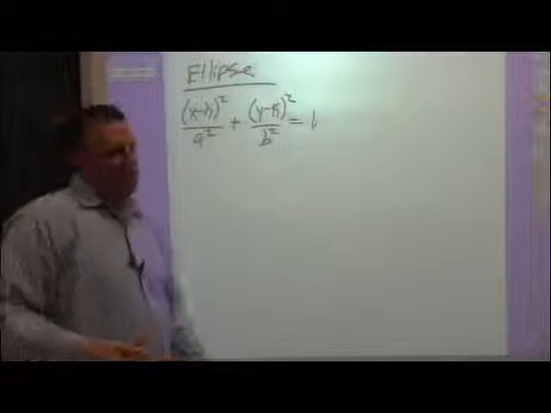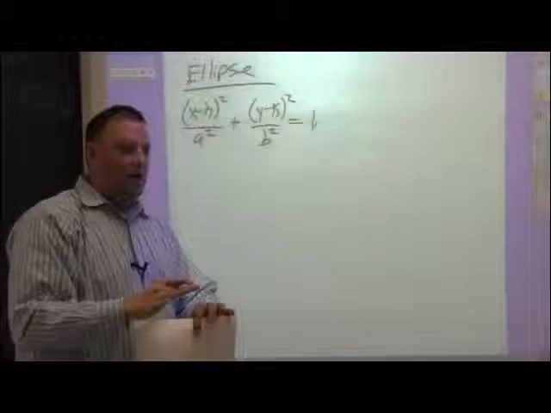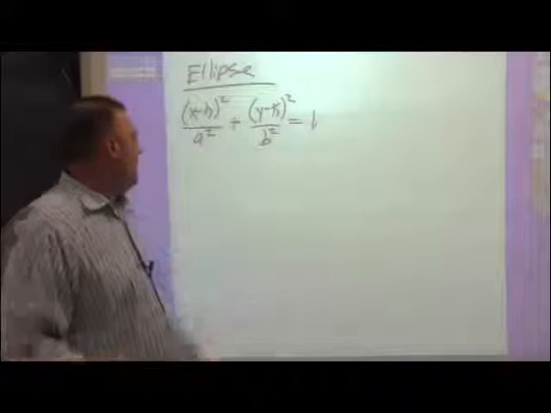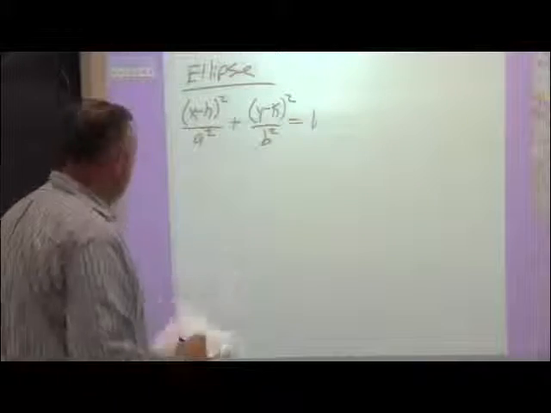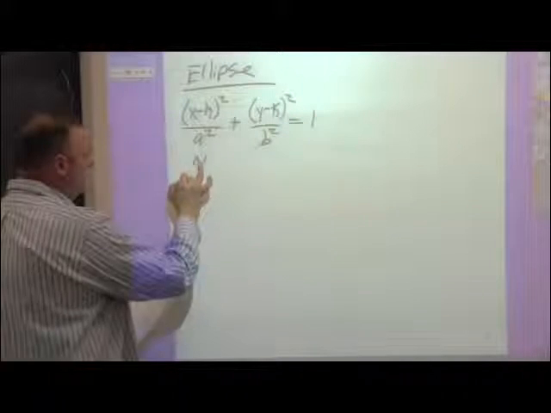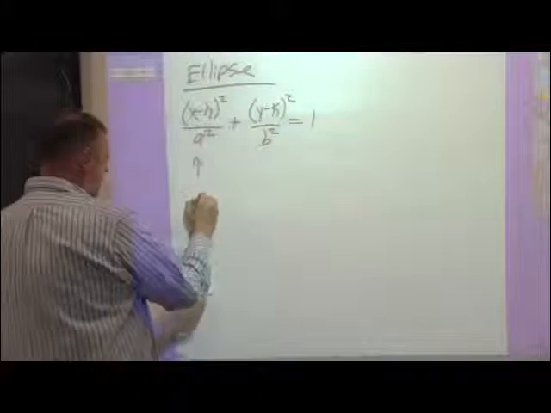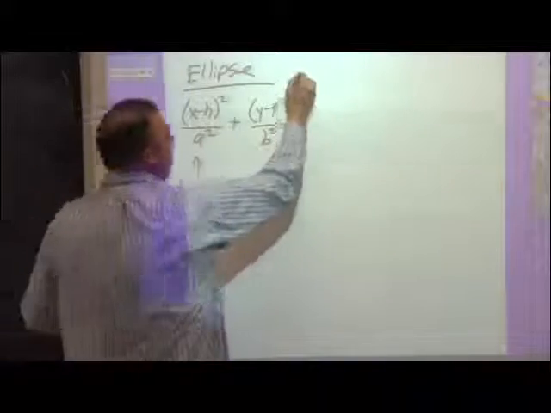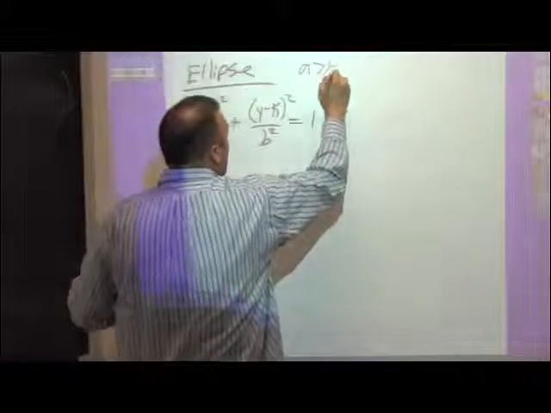An ellipse basically is if you took a circle and you squished it down, it looks like an oval, like an egg or something like that. That's the general equation of an ellipse. Things to keep in mind: first of all, I need to tell you that a is greater than b.